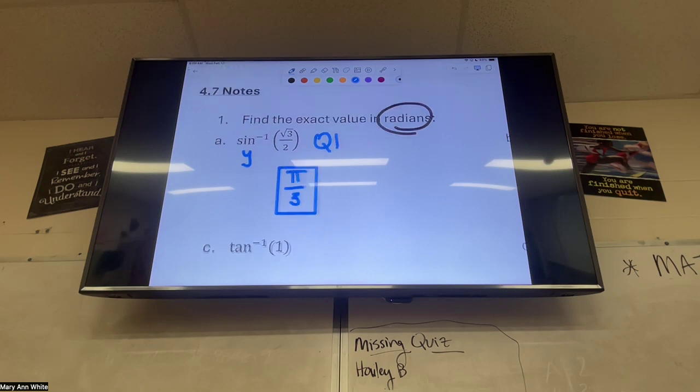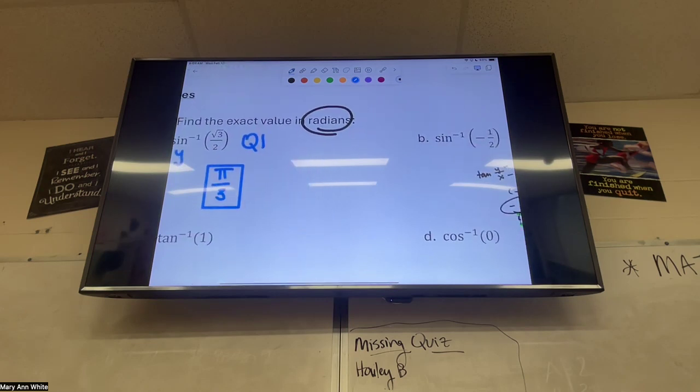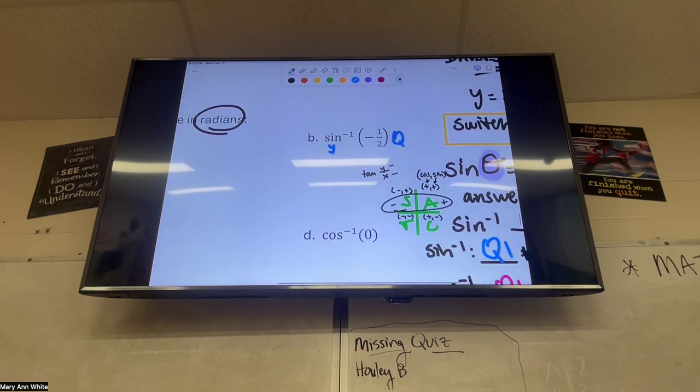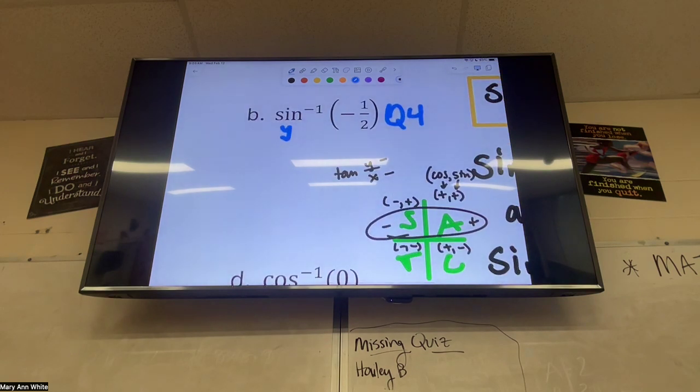Okay, same idea for letter B. It's also sine. So that means I'm still looking at my y. However, which quadrant am I looking in now? Because I want to do inverse sine of negative 1/2. 4. We're looking at quadrant 4. And so what in quadrant 4 has a negative 1/2 y? 330, good. And what is that in radians? 11 pi over 6. Very good.